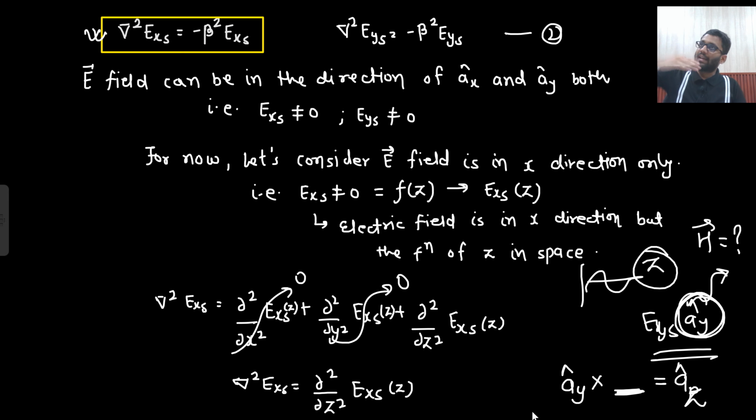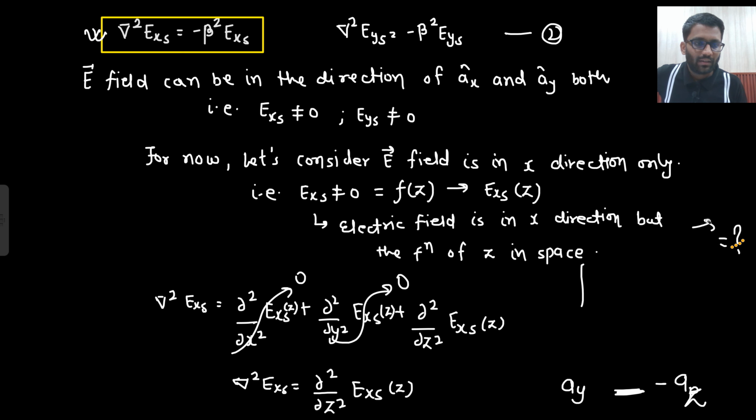When the electric field was in the x direction, my magnetic field was in the y direction. Sorry, if the electric field was in the x direction, my magnetic field was in the y direction. So x cross y, and the wave was propagating in the z direction. Now my electric field is in the y direction. In which direction does H have to be so that the propagation is in the z direction? This is my question. Is that clear to you? This is very easy, right?